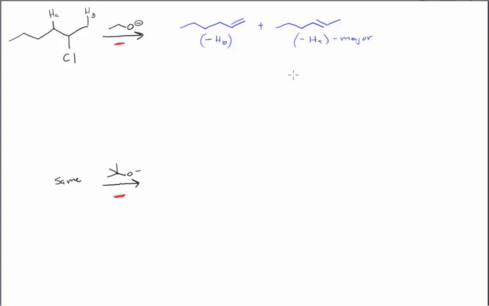Let's look at the loss of HA first. Remember that drawing a transition state essentially uses dashed lines to indicate any bonds that are breaking or forming. And so I can redraw my starting material like that because I know that I'm breaking the C-Cl bond, I'm breaking the C-HA bond, and I'm forming a new double bond between those two carbons. I'm also going to form a bond between HA and my base. And of course I have a delta minus on the base and a delta minus on the chlorine. So here's my transition state for loss of HA.